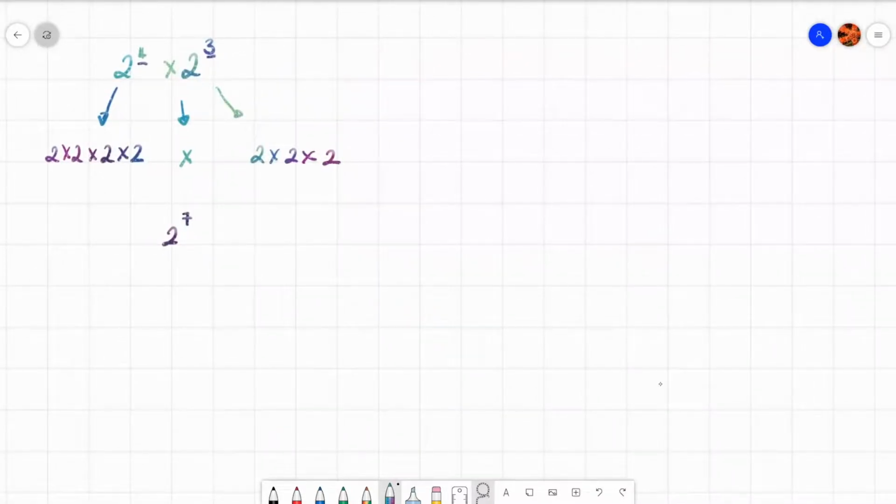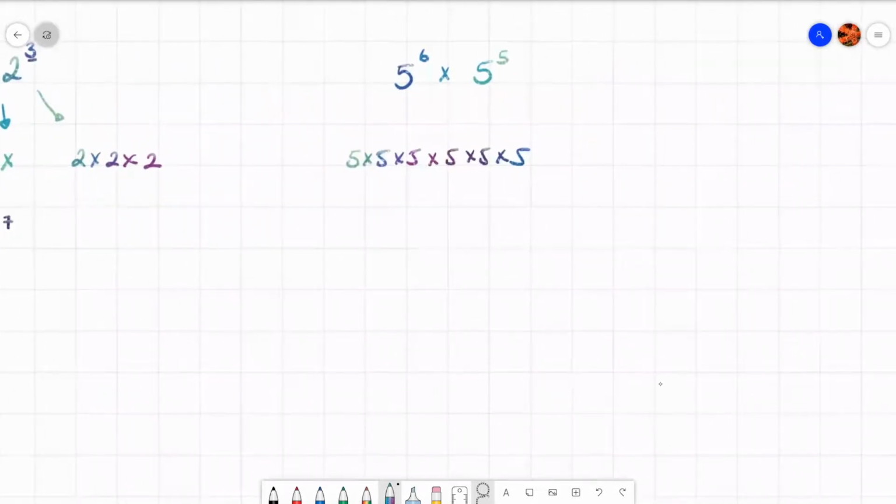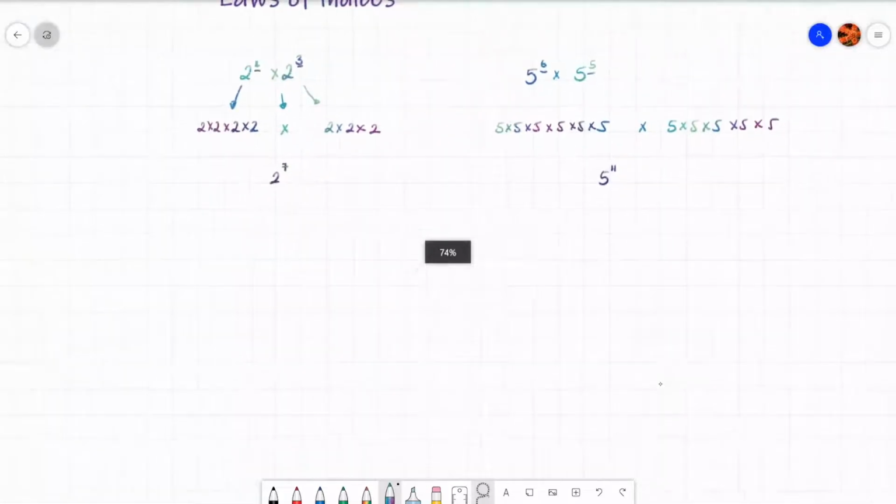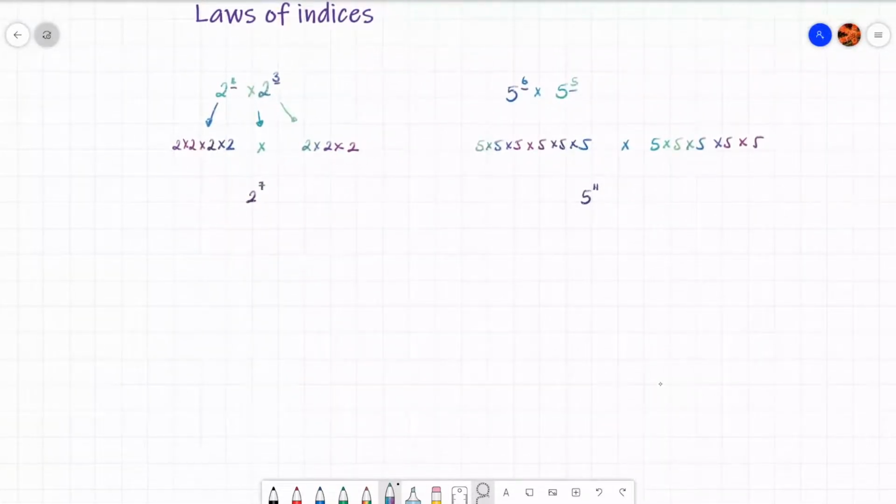So let's do 5 to the power of 6 times 5 to the power of 5. Okay, so 5 times 5 times 5 times 5 times 5 times 5, that's 5 to the power of 6, multiplied by 5 to the power of 5, 5 times 5 times 5 times 5 times 5. Well, how many times have we multiplied 5 together? 1, 2, 3, 4, 5, 6, 7, 8, 9, 10, 11 times. And you can see we could have just done 6 add 5 to get 11, 5 to the power of 11. Okay, so when we multiply, you keep the base the same, which is the number that you started off with, and you add the powers together.